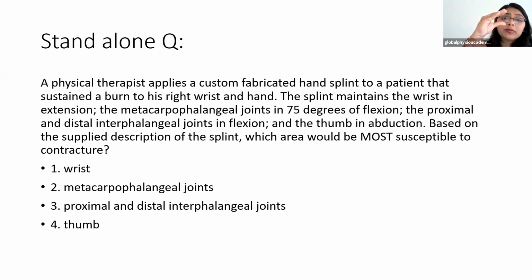Ideally, the intrinsic plus position is wrist extension, metacarpophalangeal joint at 90 degrees, DIP and PIP remaining in extension, and thumb in abduction. That is the position where there are fewer chances of contracture. But here, the MCP joint is in 75-degree flexion, and the DIP and PIP remain in flexion, which are high chances of flexion contractures of the fingers because of the pulley system. So which area would be the most susceptible? The most susceptible are the proximal and distal interphalangeal joints. Clear? Yes, ma'am.